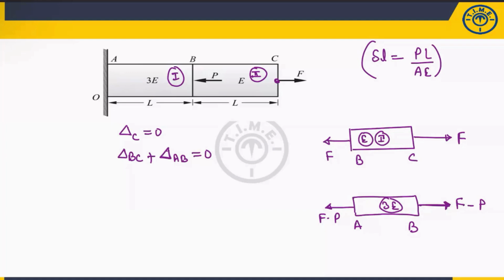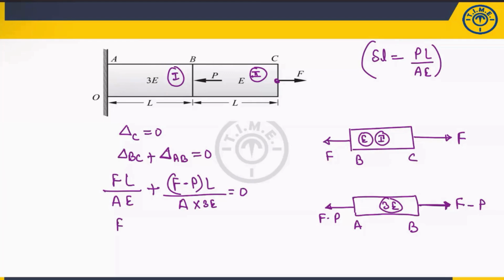Now you can easily solve the deformation of BC member. Deformation of BC, how will you calculate? You know the force; the force here is F. The length is L. The area is constant, but Young's modulus is E. For the AB member, the force is F minus P, the length is L, the area is A, but Young's modulus is given as 3E. So I will write 3E, which is equal to 0.